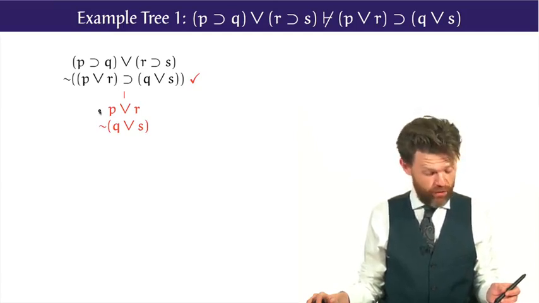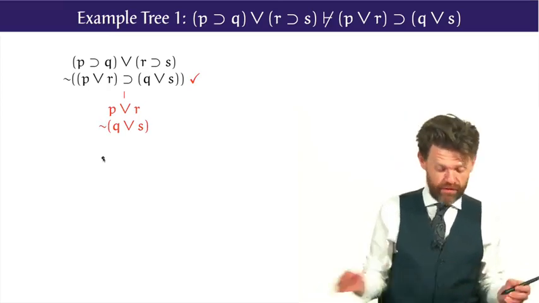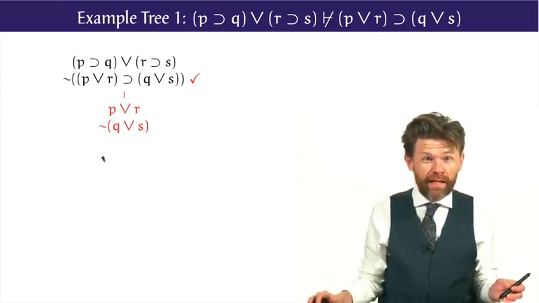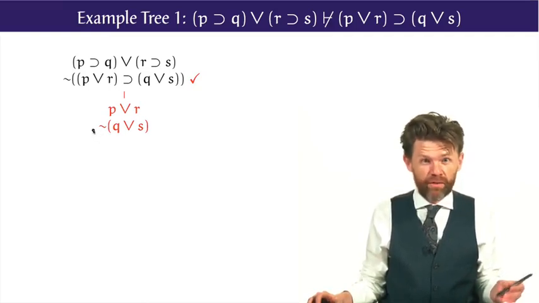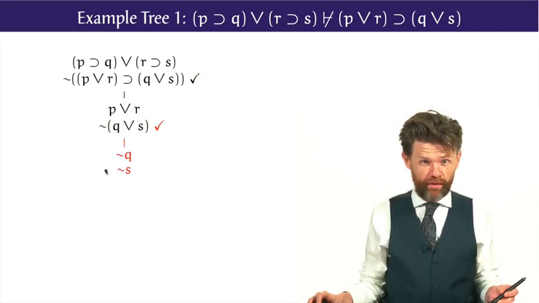If I process the P or R, I get two options, a P branch and an R branch, and then I'd need to keep processing in two spots. I'm lazy, I don't want to do that, so I'll process the not Q or S, and I will get not Q and not S.